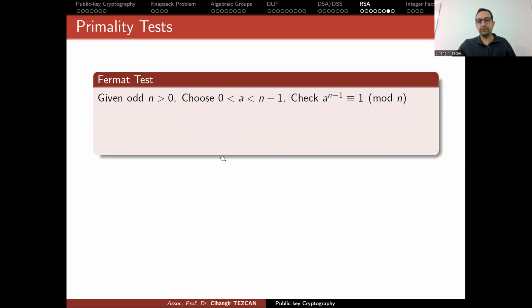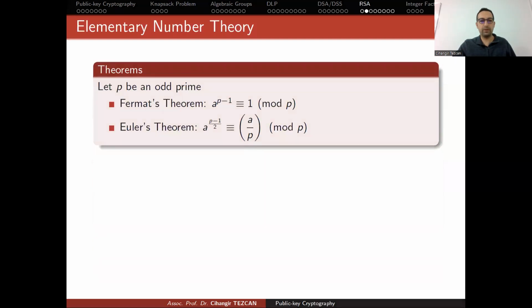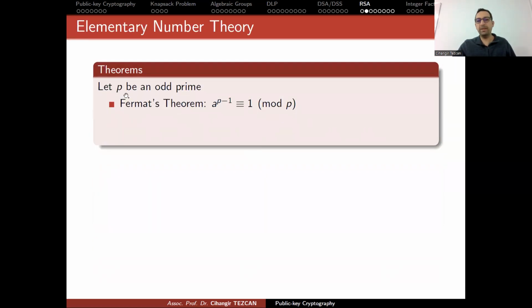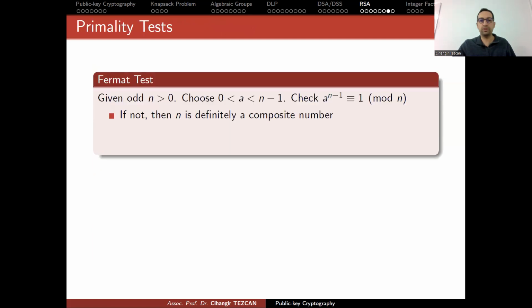So recall Fermat's theorem. It says that when P is prime, a to the P minus 1 is equivalent to 1 modulo P. This is a theorem, this always works. So now let's see how we can use it in practice.